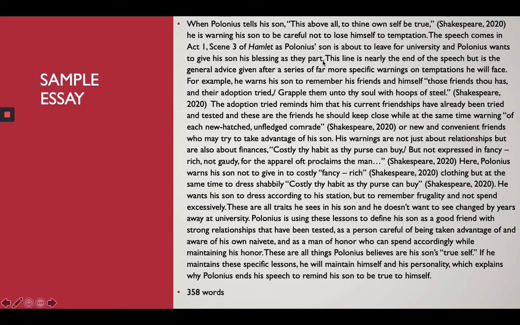I could just say, the reason he says this above all is because this line comes at the end of a speech filled with warnings to his son, but this one last thing that he wants to tell his son is the most important bit. This above all. That's all I'd have to add, and it would be great. And now I go into my evidence, right? Topic sentence. This is what he means.